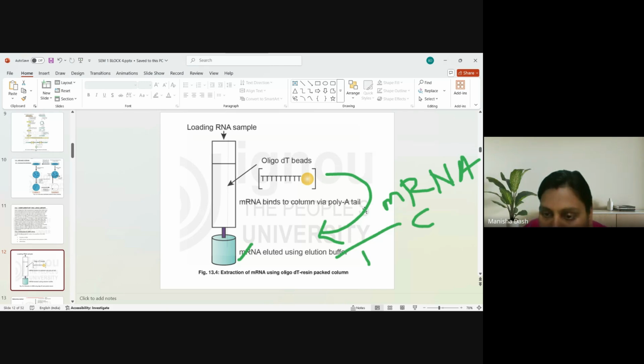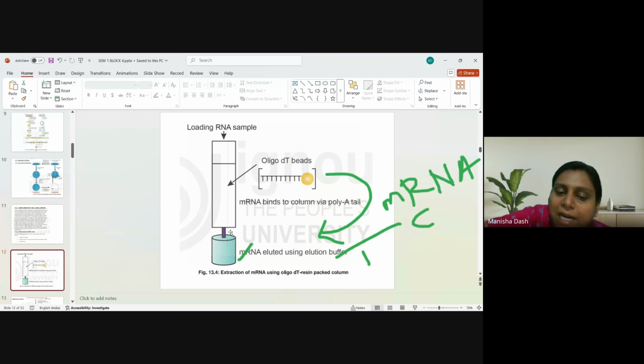Polyadenylation means towards the end of the mRNA, multiple copies of adenine are added to form a poly A tail. Since the mRNA has the poly A tail, if you create a vial or a column where you have attached oligo dT thymine beads, then the A will complementarily bind to the T, and through the poly A tail the mRNA will remain trapped in the column, and the rest of the RNA and the unrequired material will simply pass through the column.